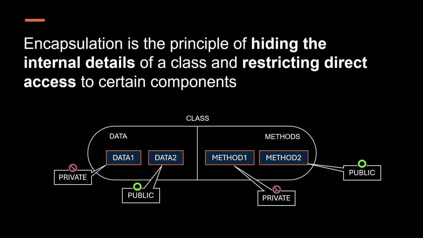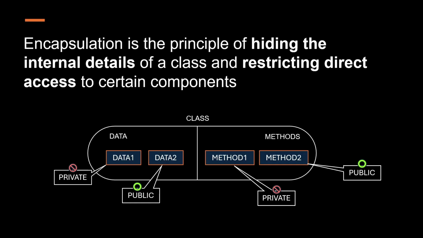Breaking down the diagram, this diagram represents a class which contains data and methods, also known as variables and functions. Data 1 is private, and private here is an access modifier. This means it cannot be accessed directly from outside the class. It's hidden for security and to prevent unintended modification, thus ensuring the integrity of the state of the class remains intact. Data 2 is public. This one can be accessed from outside, meaning other parts of the program can use it freely.